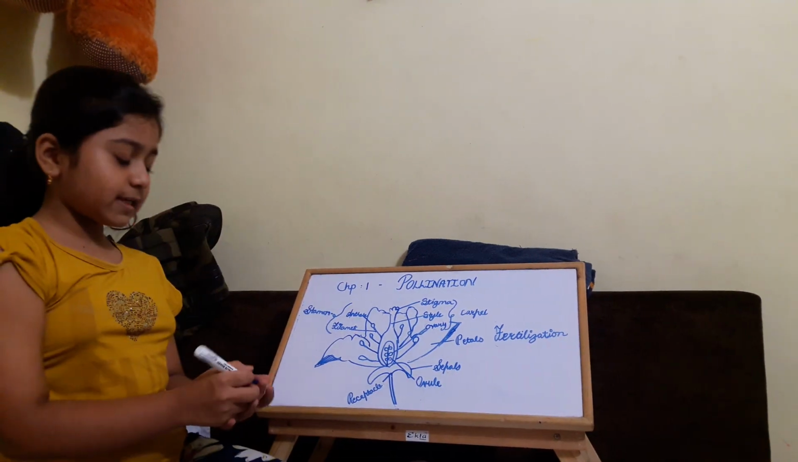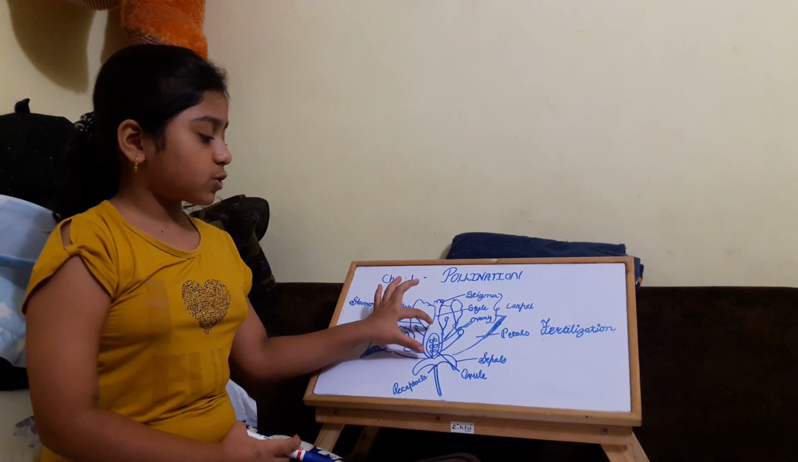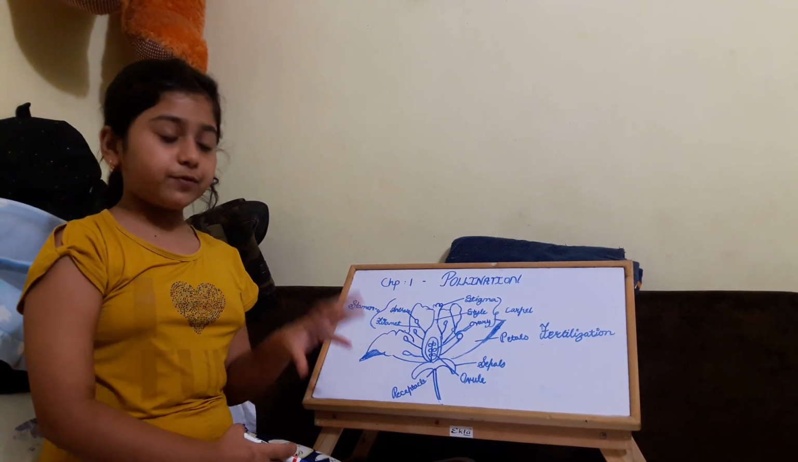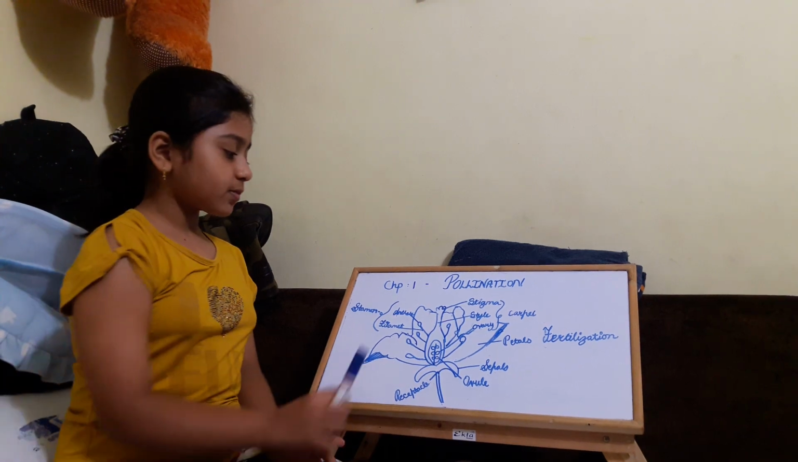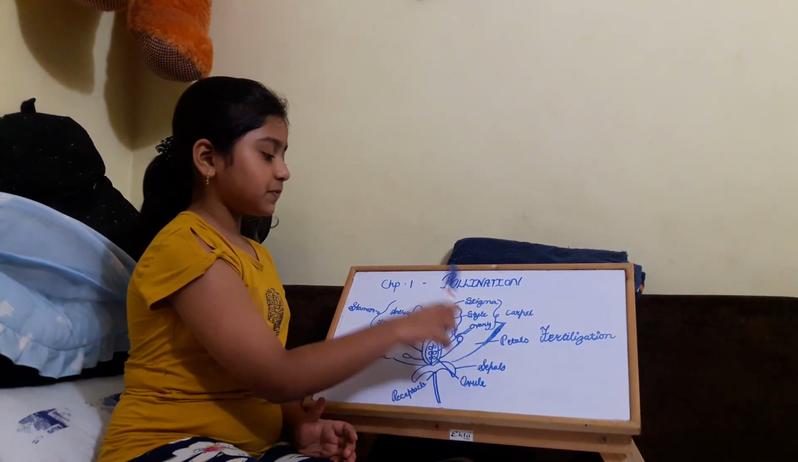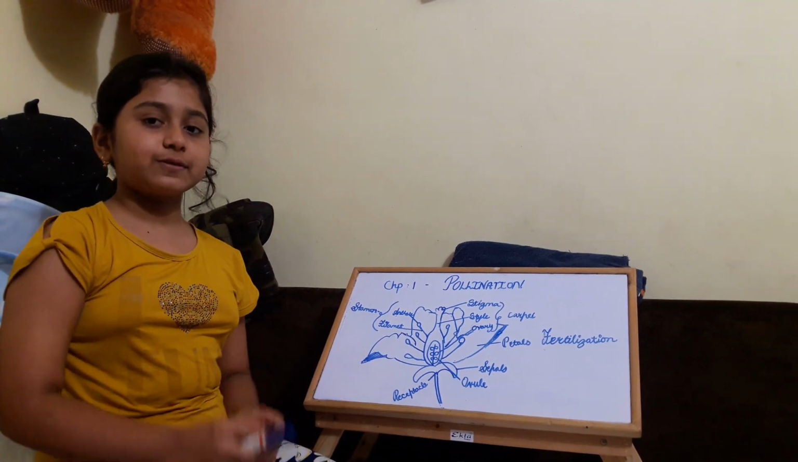So after the fertilization takes place, this ovary becomes the fruit and the ovule becomes the seed, and then this flower just turns into a ripened fruit.